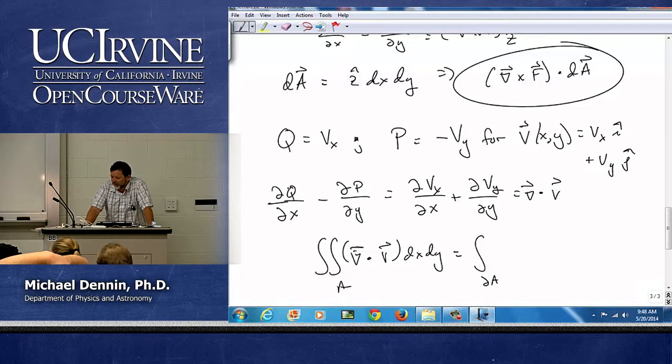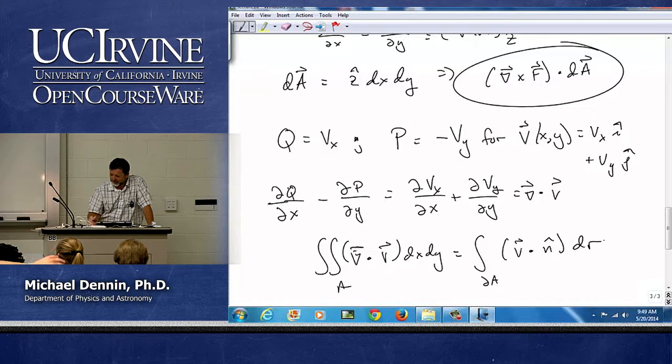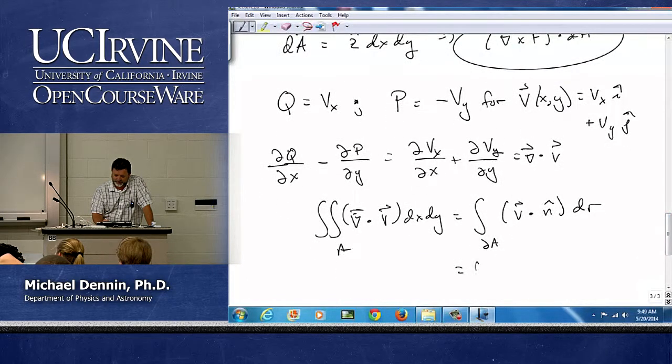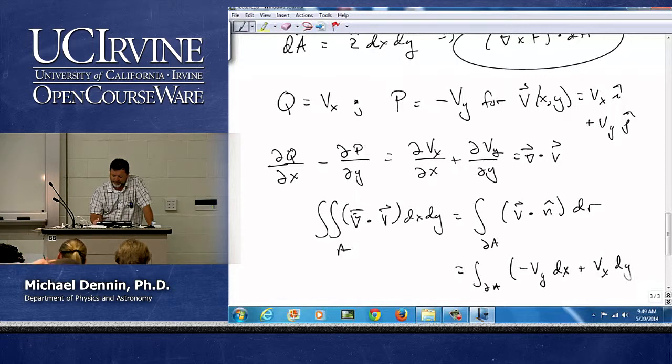Okay, in this case you have to be a little careful. It's not v dot dr. If you look at it, because of the minus signs, it's v dot n hat dr. Or if you just write it out, it's the integral around the boundary of the area of minus v sub y dx plus v sub x dy.